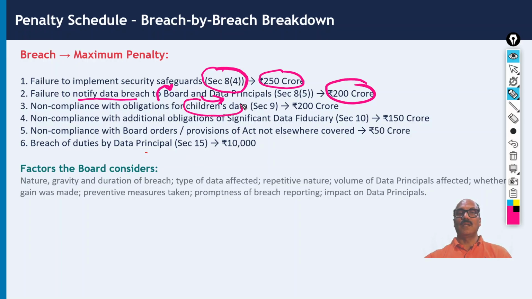See this, children's data: non-compliance with the obligations on children's data will lead to 200 crores. And we already studied significant data fiduciaries. If they fail to appoint a DPO, conduct an independent audit, or do a data impact analysis and risk assessment, and if they fail to do all that, it is 150 crores.